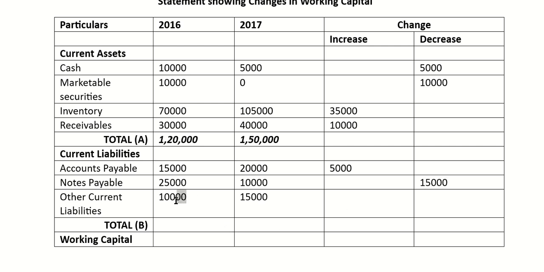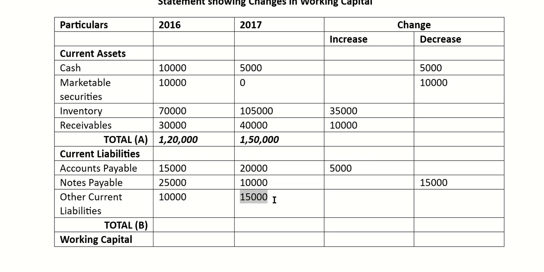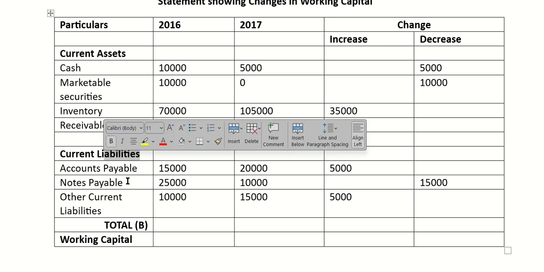Similarly, other current liabilities was 10,000 in 2016. It has increased to 15,000 in 2017. So under the increase column, we will write 5,000. That means the change alone. Don't write the entire amount, just write the change amount. So we have considered all current liabilities. We have taken the changes.